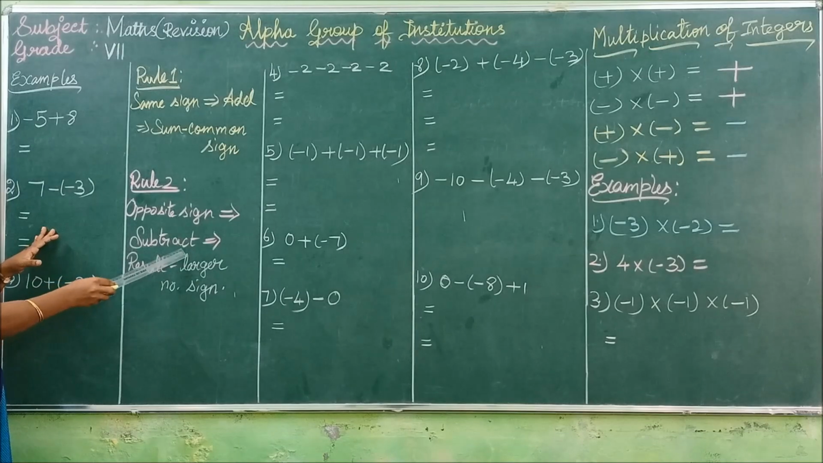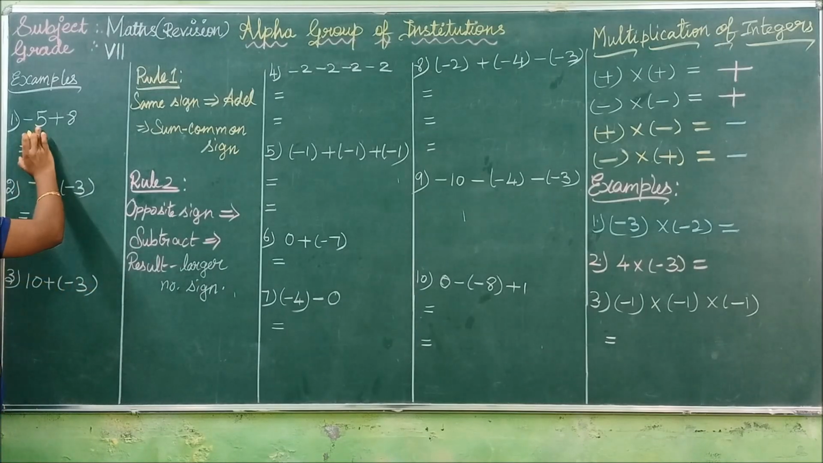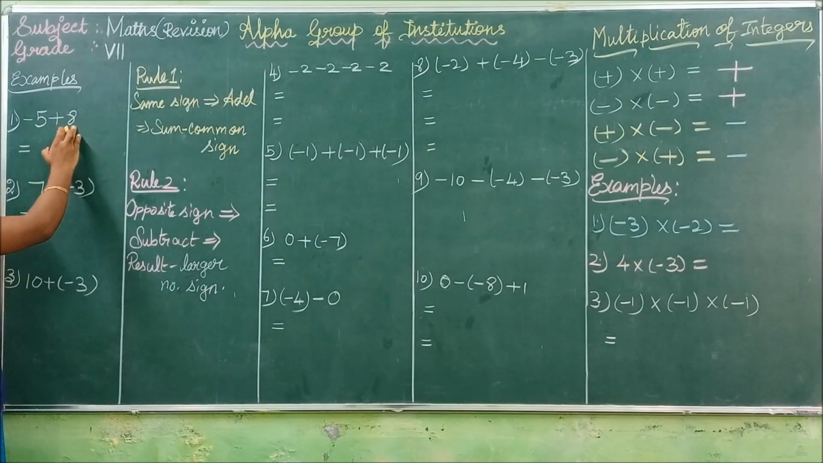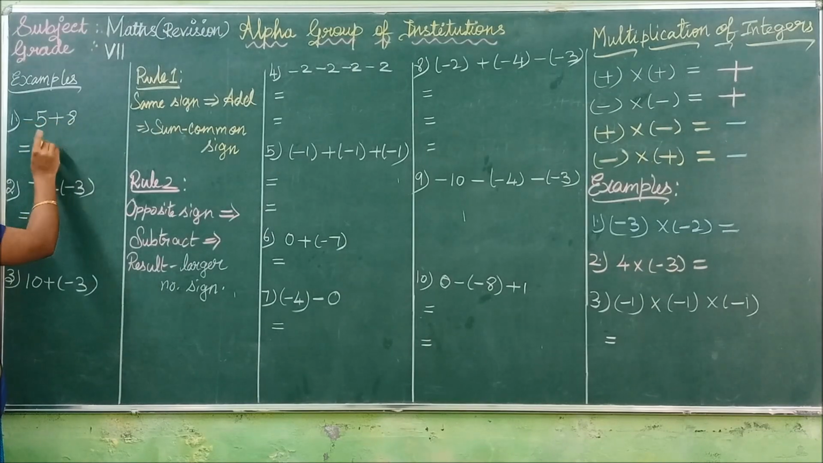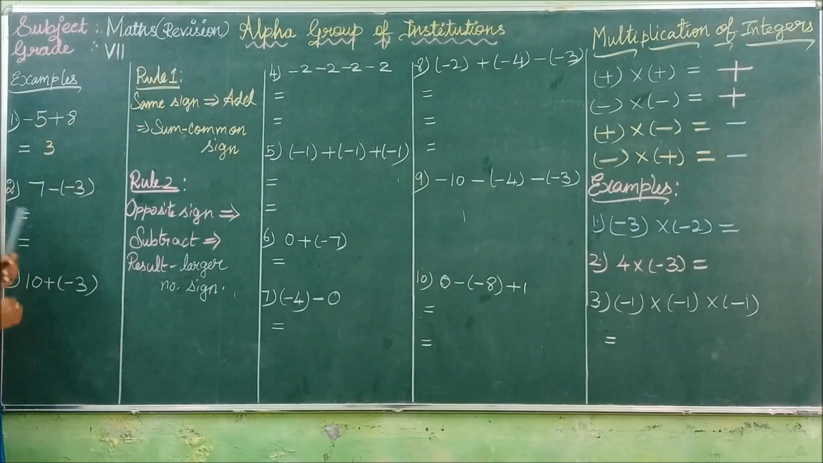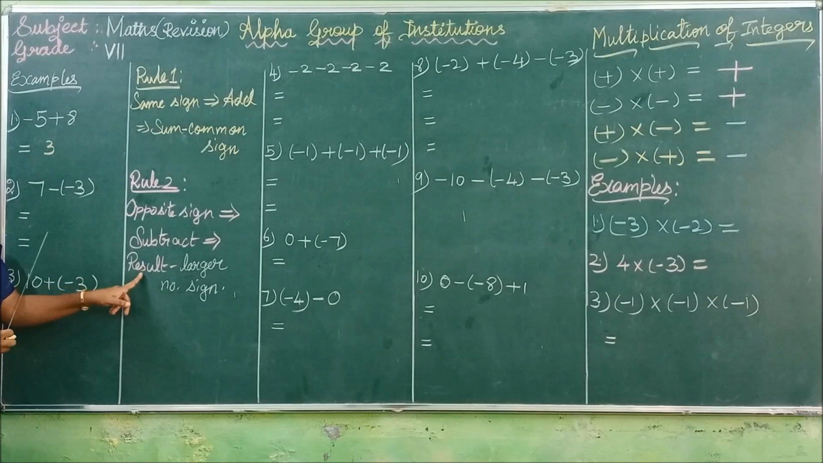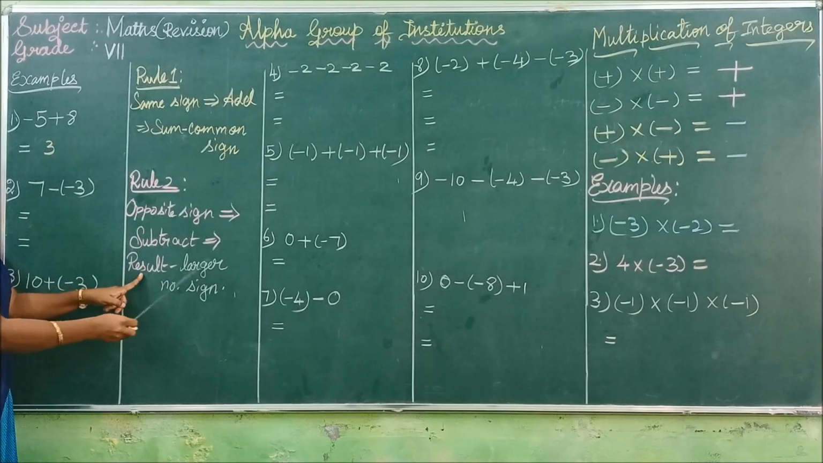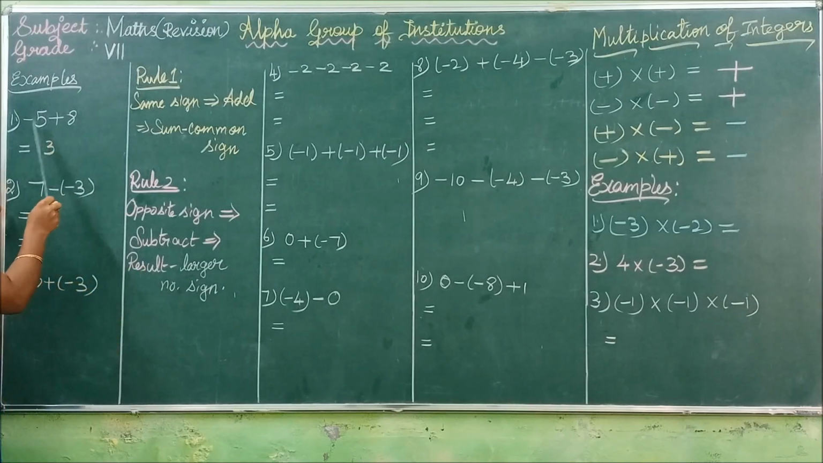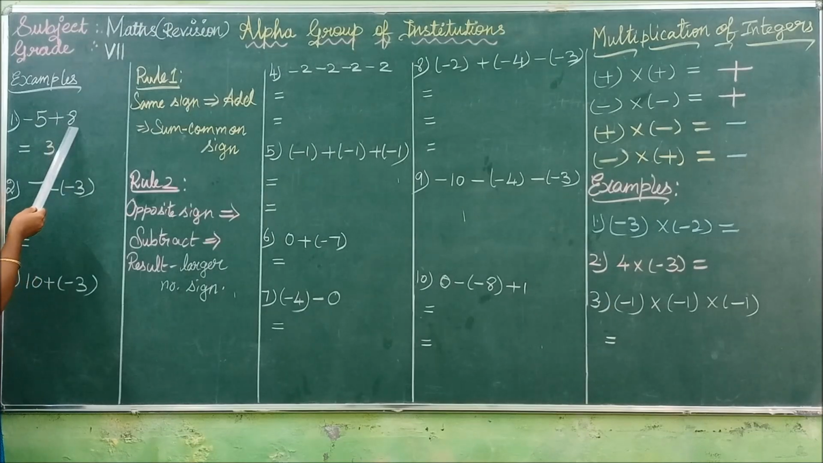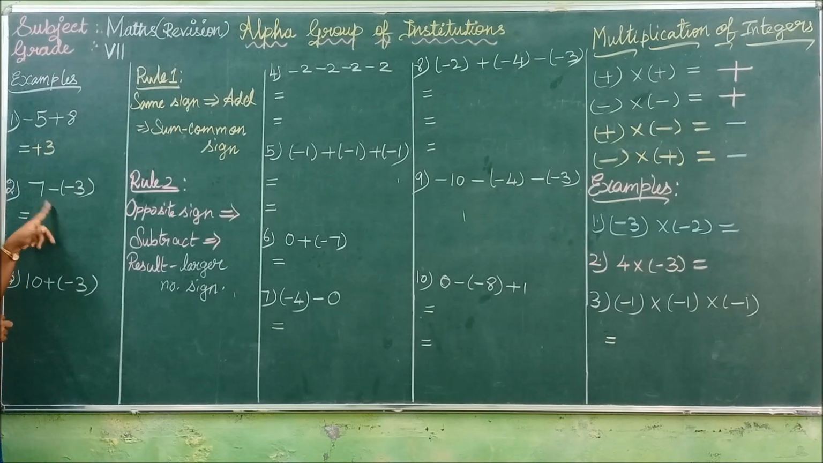So according to rule 2, they are in opposite sign, so you have to go for the operation subtraction. Subtract the smaller number from the larger number. Subtract 5 from 8, you get the answer 3. This result gets the larger number's sign. Among these two numbers, which is the larger number? 8. What is the symbol for this? Plus. So your answer is plus 3. It's clear, children.